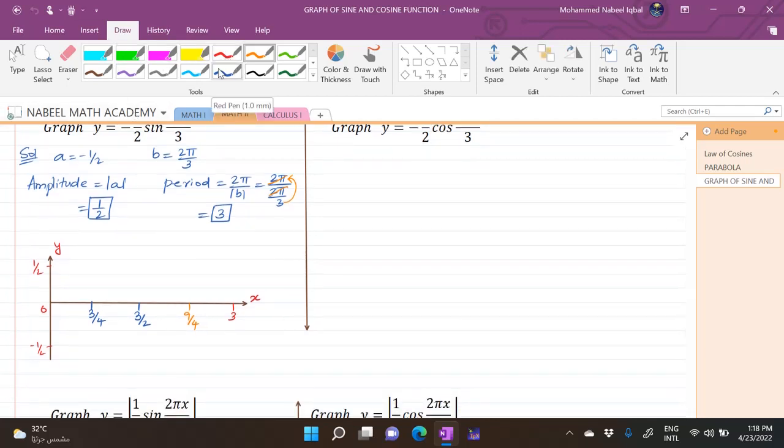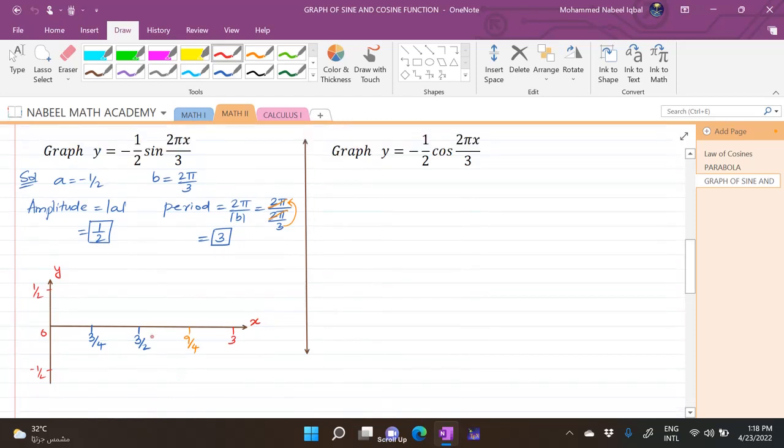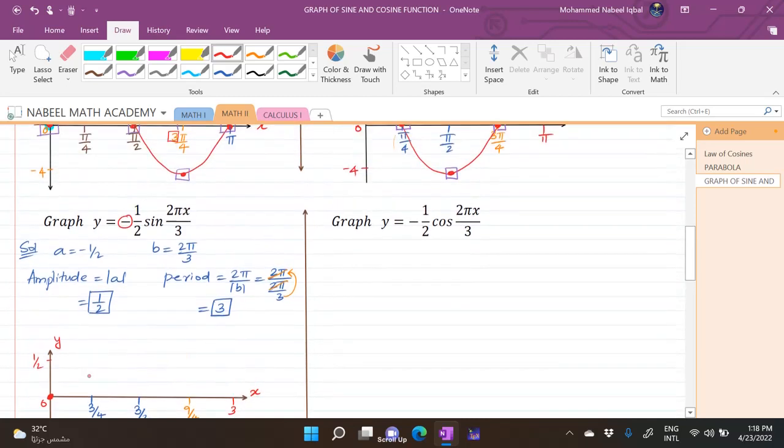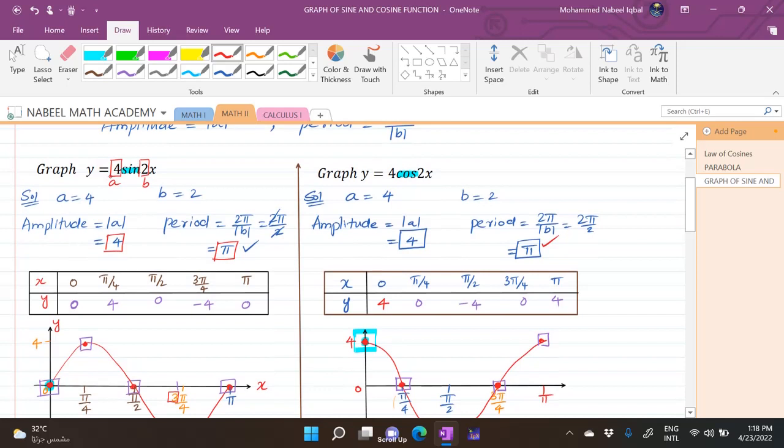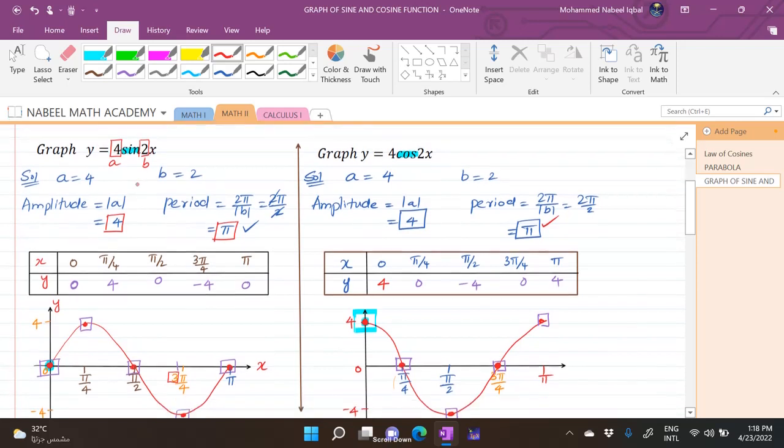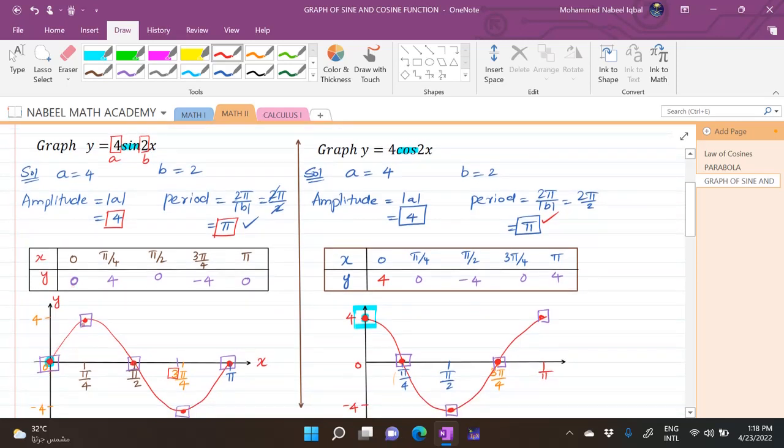Now I go with the first one. It is minus. Therefore, this is the sine function. The sine starts with 0. Does it go up or down? Since it is minus, it starts going down. But in the last problem, if you find this one, it is plus 4. Why? The function is 4 sine 2x. That's why the curve starts up.